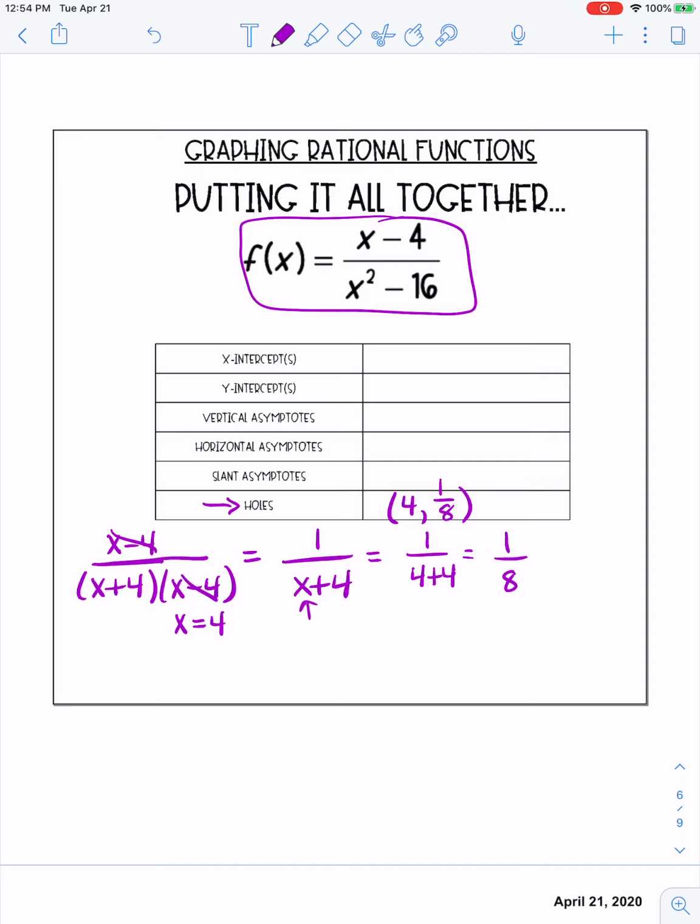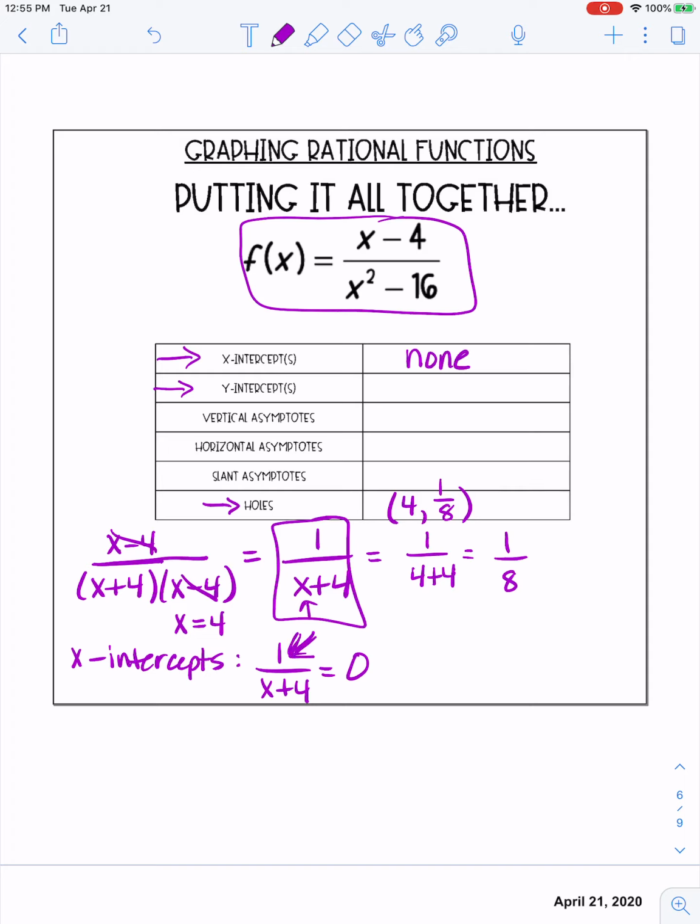Okay. Now the next thing I want to do is find my x-intercepts and my y-intercepts. So the x-intercept, remember, we have to set the numerator equal to 0. Wait, hold on a second. To find my x-intercepts, I want to take my simplified function here and set that equal to 0. So x-intercepts, I need to set 1 over x plus 4 equal to 0. Since my numerator has no variables in it, I can't do this. So that means I have no x-intercepts. No variable in the numerator, I can't set it equal to 0 because 1 doesn't equal 0. That doesn't make sense. So I have no x-intercepts.